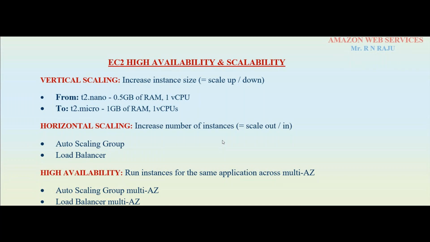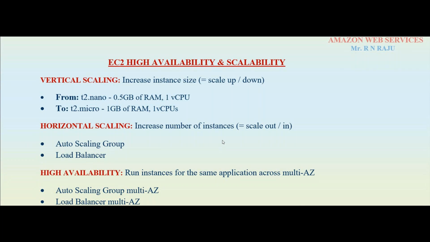So changing the instance type from one CPU to another, or from one instance type to another, is called vertical scaling. But what is meant by high availability? High availability means the instance will be placed in another availability zone. I mean the instance is running in US East 1A, then you can launch the same instance in US East 1B.